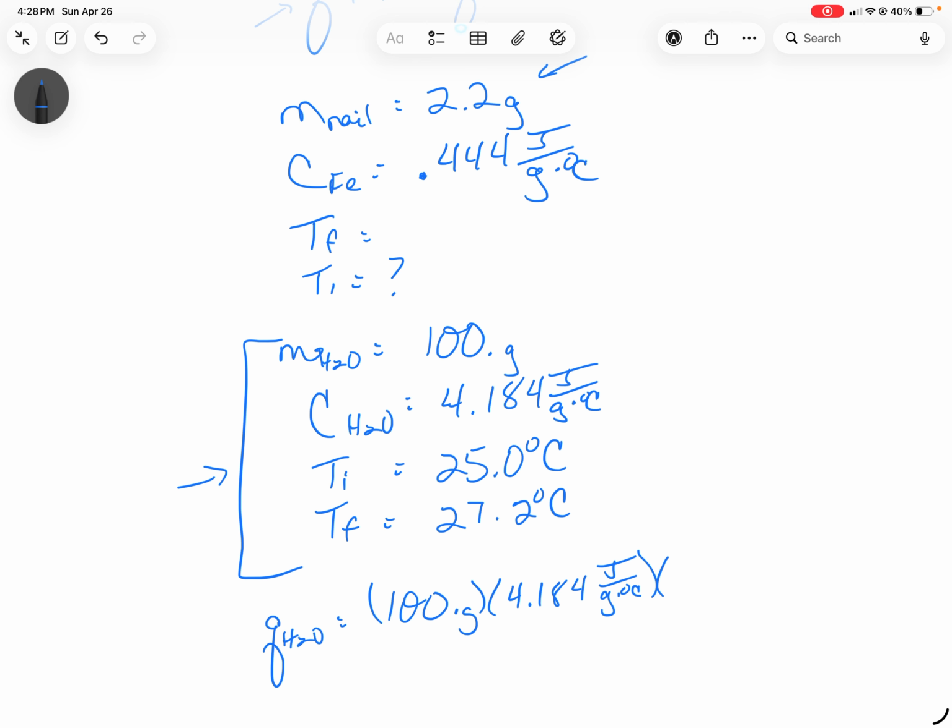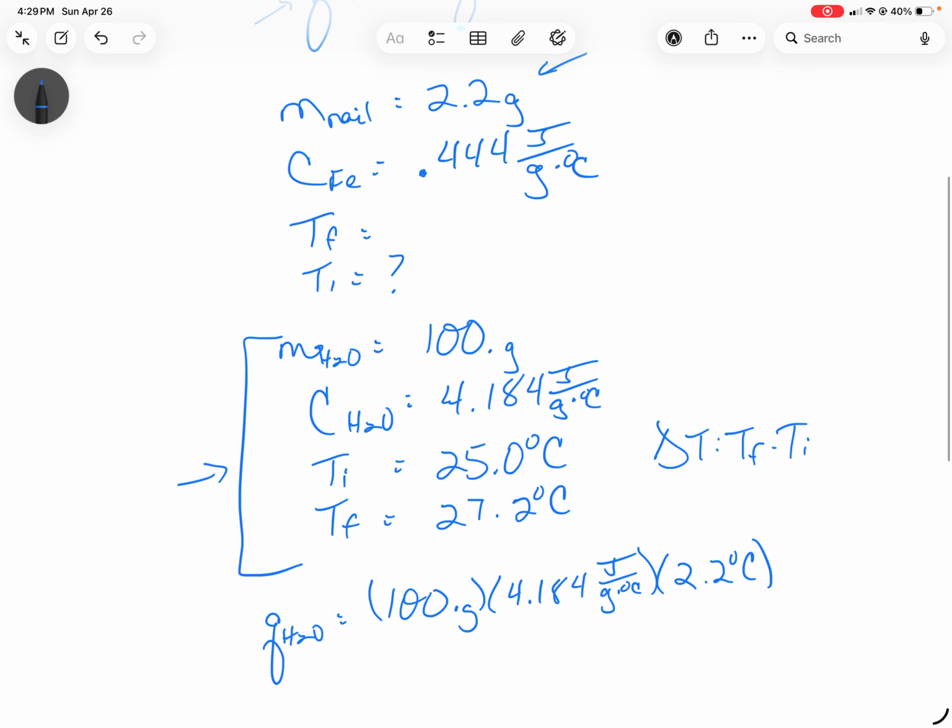times the delta T. Remember, delta T is T final minus T initial. So 27.2 minus 25, that's 2.2 degrees C. Let me multiply that out. Do I have a calculator here? Okay. I left my phone at school, so I am really doing this as best I can.